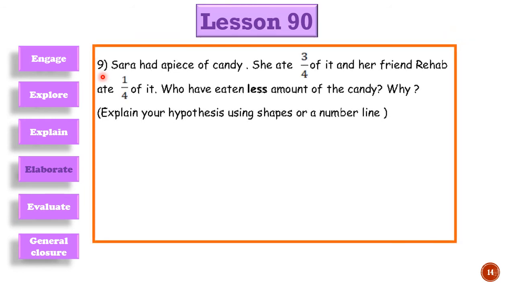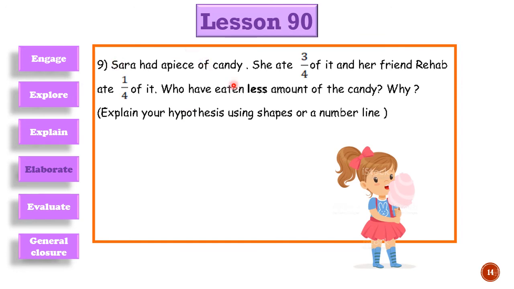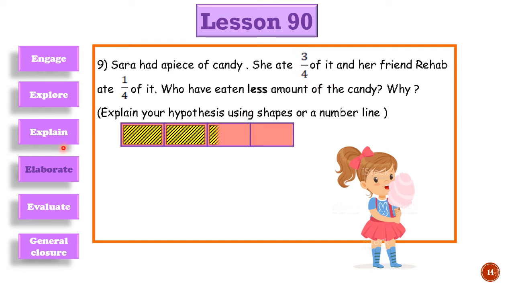Now let's elaborate with another kind of exercise. We have Sarah and her friend with a piece of candy. Sarah has a piece of candy, and she ate 3/4 of it. Then I will draw a candy bar divided into 4 equal parts because our denominator is 4. Then she ate 3/4 of it, like this.